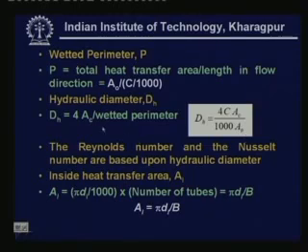And why do we need hydraulic diameter? Because the Reynolds number and the Nusselt number are based upon hydraulic diameter. If you want to find out the Reynolds and Nusselt numbers, because the heat transfer coefficient depends on these numbers, we have to find out the hydraulic diameter. And the inside heat transfer area A subscript I is nothing but pi d_i by 1000 into the number of tubes. So this simply becomes pi d_i divided by capital B.